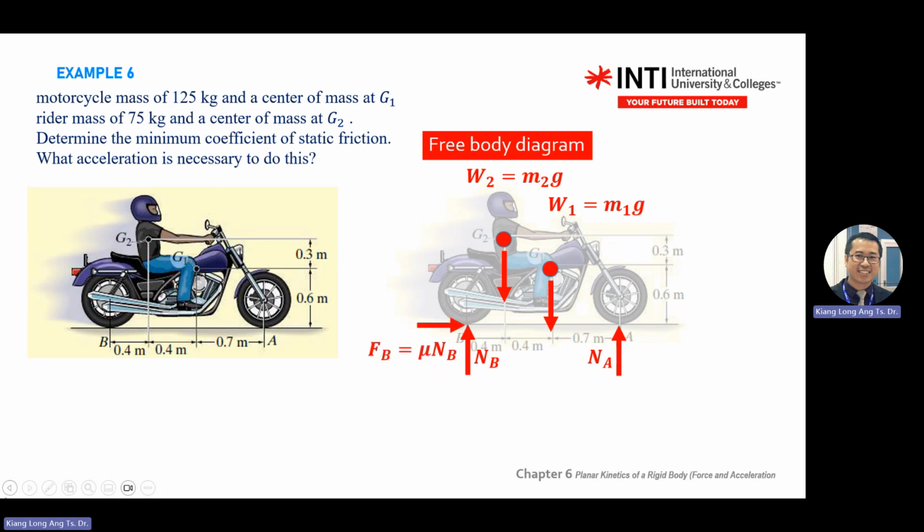Friction force. Okay. Again, why is the friction force pointing to the right? Because the wheel action, the wheel is turning clockwise, so the wheel is going to the left. So your wheel is like this.